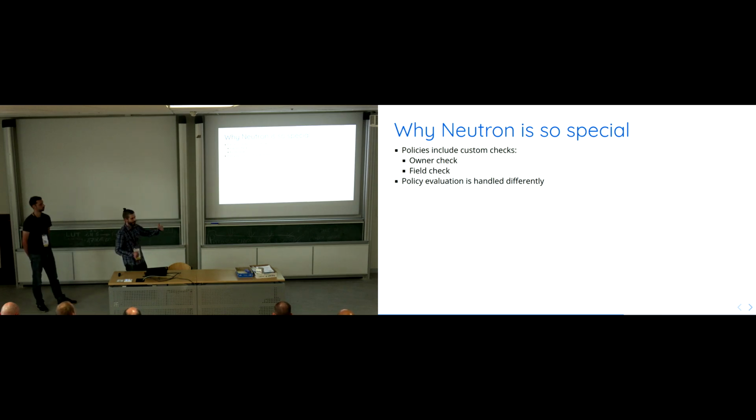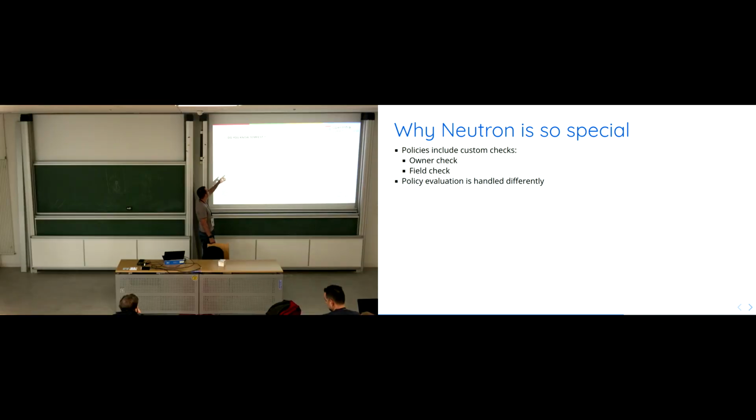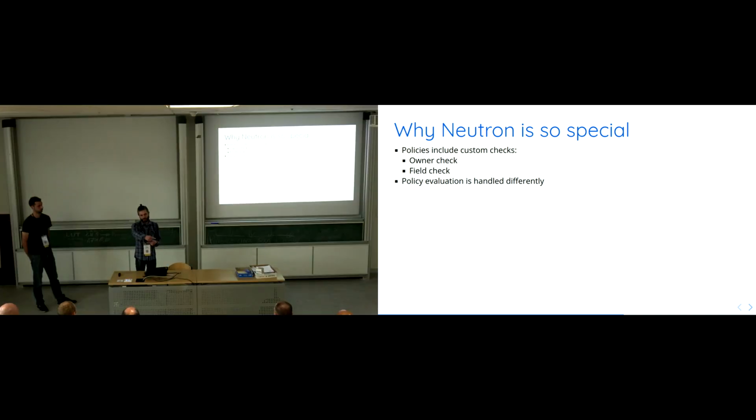So it's basically checking the ownership of the parent resource. The field check is doing something very similar, but allows you to fetch certain attributes of the parent resource. And the policy evaluation is done completely differently. In every other service except Neutron, the policies are evaluated before the request is processed. In Neutron, it depends on the use case. For listing, for example, first it goes to the database and fetches all the resources, and then for every entry it evaluates the policy, basically filtering out entities that the user is not allowed to see.